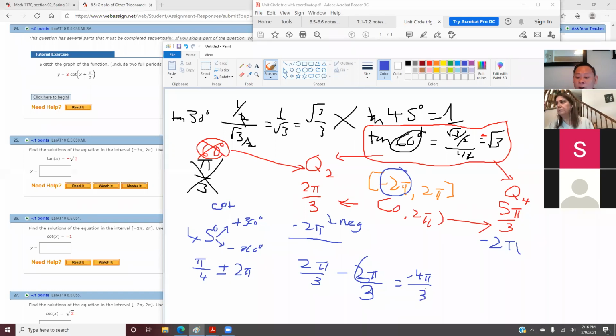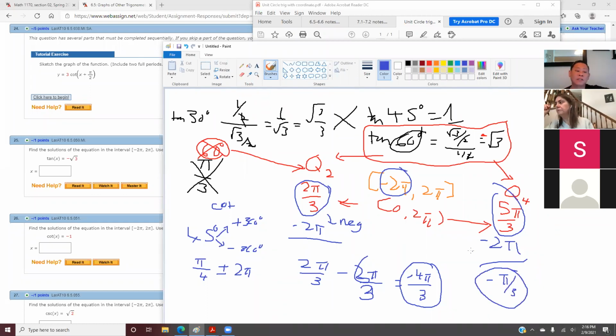Yep. I'm going to circle all the answers. This is an answer. This is an answer. And then you do the same thing in this case. You get negative pi over 3. So this is an answer. How many answers do you have for this case? You will have 4 answers. 2 of them are positive and 2 of them will be negative.